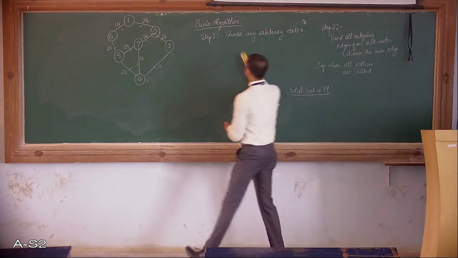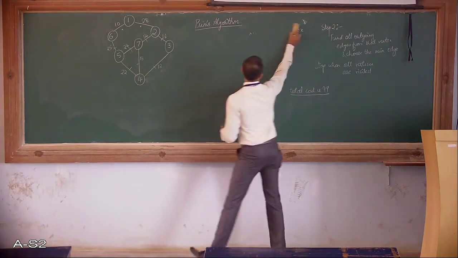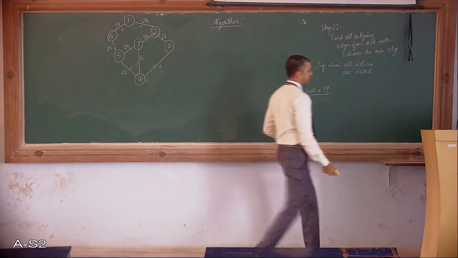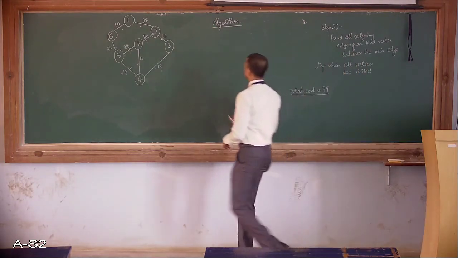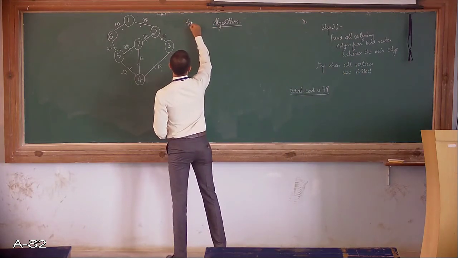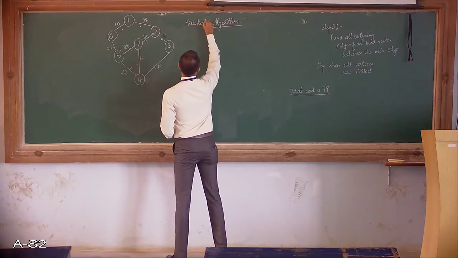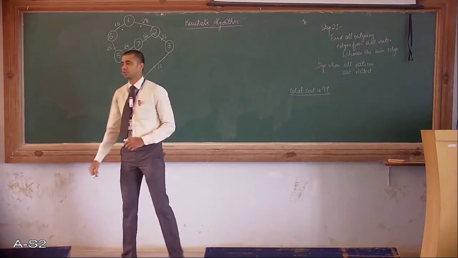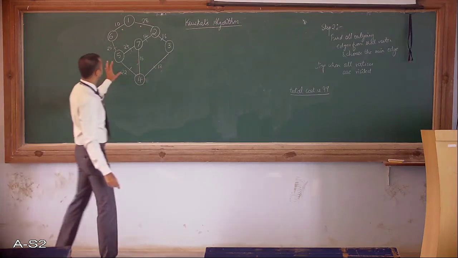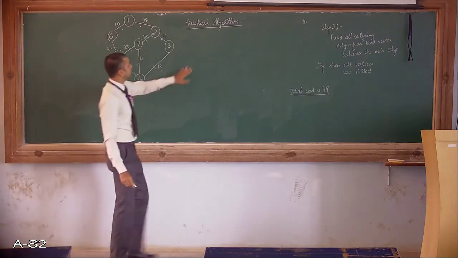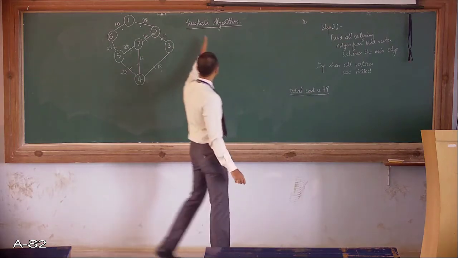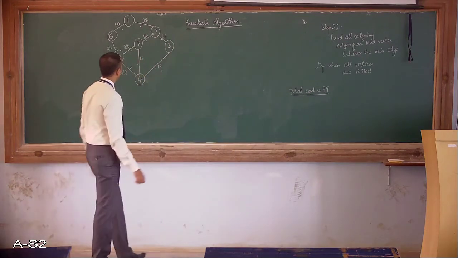There is another algorithm for finding the minimum cost spanning tree, called Kruskal's algorithm. So we're going to employ a technique which is given by Kruskal. We have seen the technique employed by Prim's algorithm. There is another technique given by Kruskal.